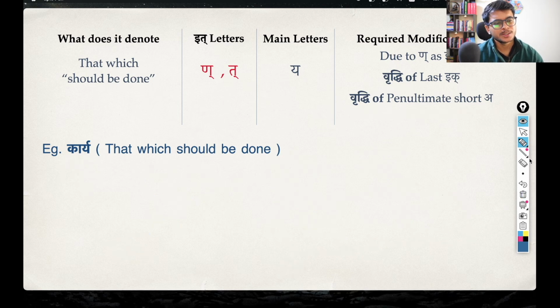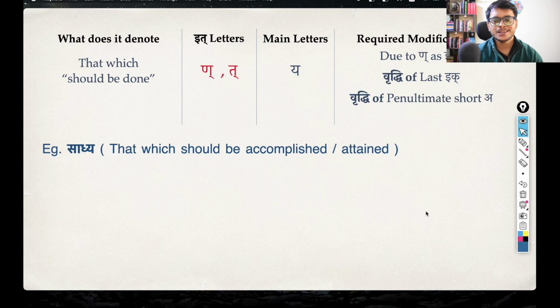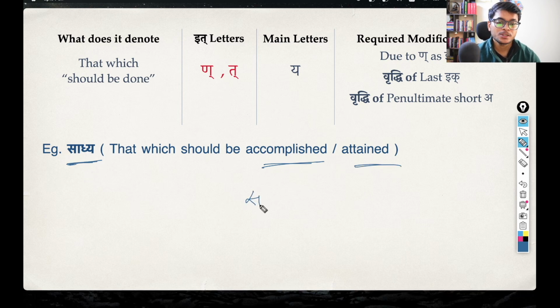Okay. So I hope this is pretty easily clear. Let us take another example. And now we have this pratipadika sadhya. Sadhya means that which should be accomplished, that which should be attained. Why? Because it is coming from the dhatu sadh dhatu. Sadh dhatu means again the same thing, to accomplish, to attain. So here is our dhatu which we are modifying using nyat pratyaya.